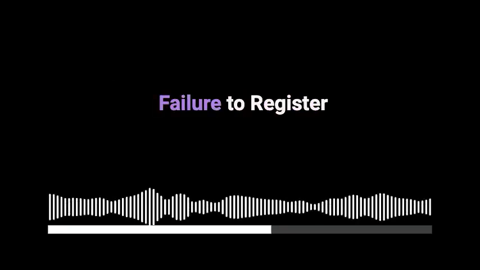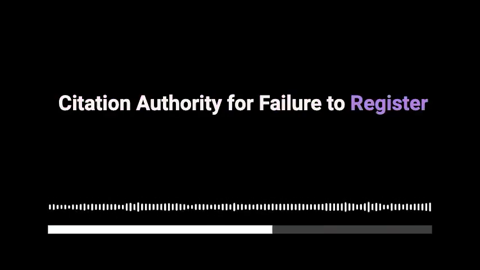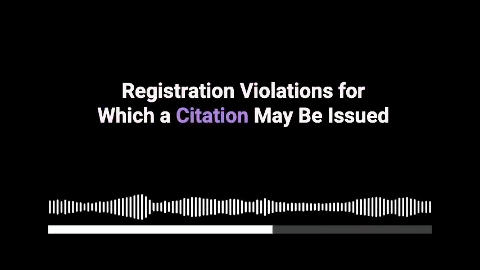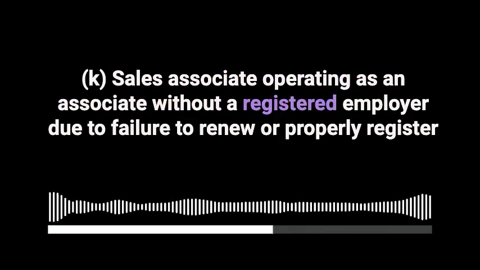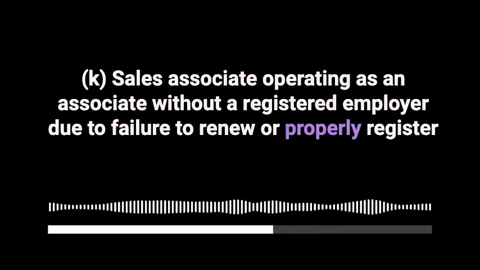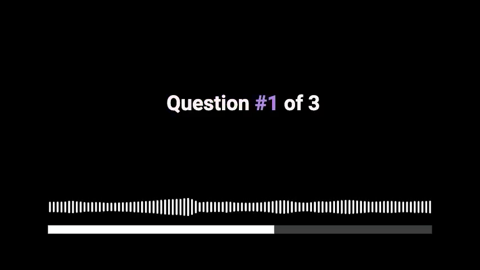Registration and licensure. Failure to register. A licensee may be issued a citation for failing to properly register with the DBPR. 61J2-24.002, FAC. Citation authority for failure to register. Registration violations for which a citation may be issued. Fine. Sales associate operating as an associate without a registered employer due to failure to renew or properly register: $500. Broker failed to ensure that the brokerage is properly registered. Failed to ensure each officer, director, and sales associate is properly licensed: $500.